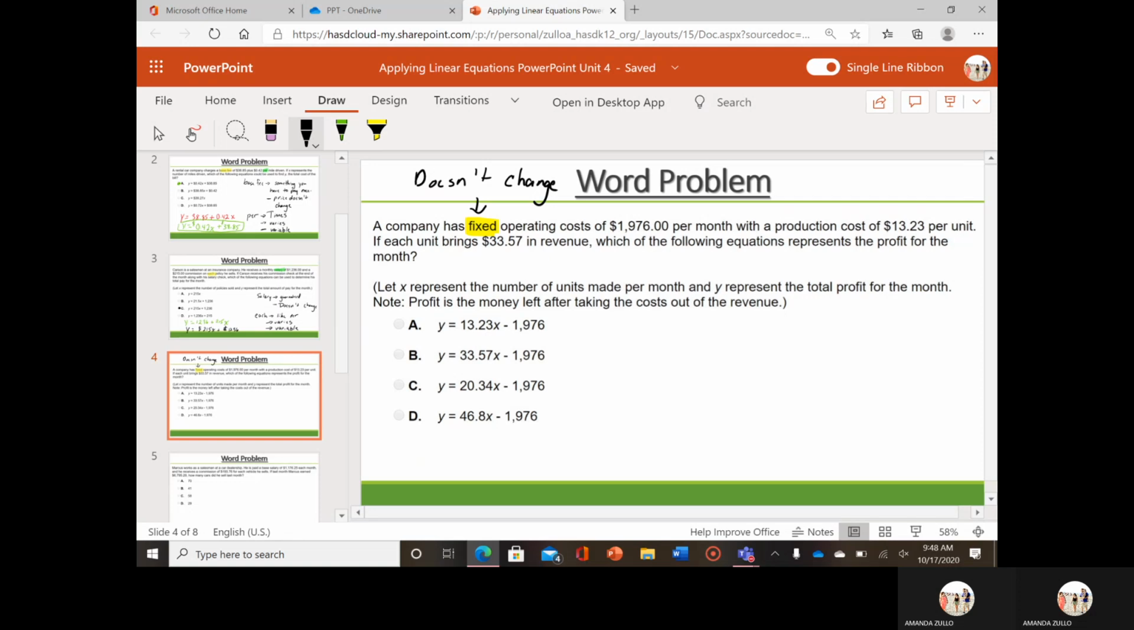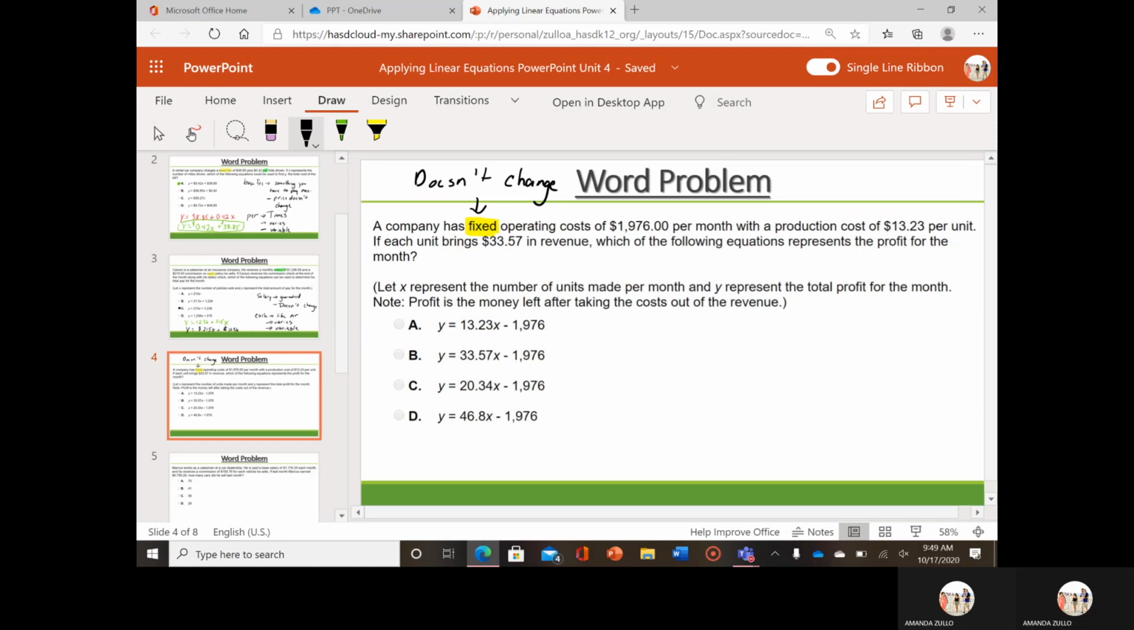So a company has a fixed operating cost of $1,976 per month. Okay, so that $1,976 is the same price that they have to pay per month. With a production cost of $13.23 per unit. If each unit brings $33.57 in revenue, which of the following equations represents the profit for the month?